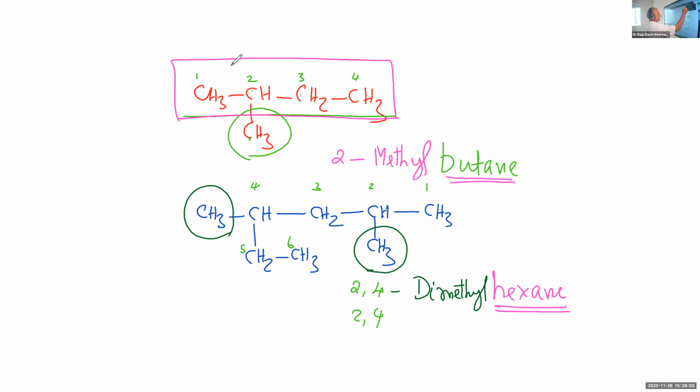Let us take one more simple example. CH3, CH3, then CH2, then CH3, CH3. How to name this? Find out the longest carbon chain. The compound is very simple. You can start from this methyl group, or from this methyl group, or this methyl, or this methyl. All are the same.